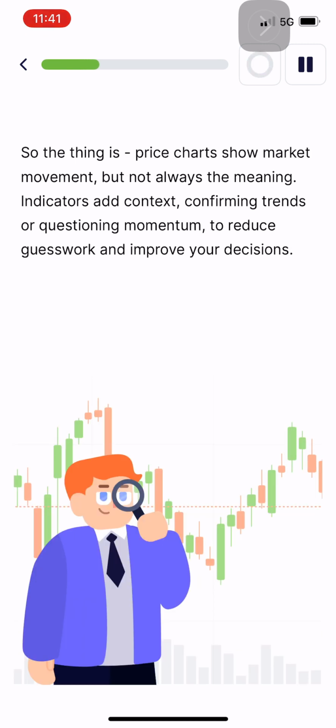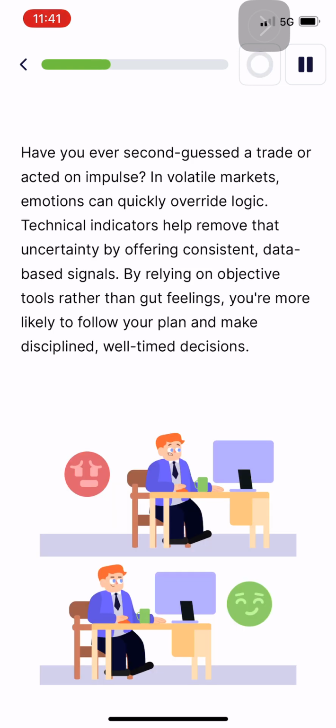So the thing is, price charts show market movement, but not always the meaning. Indicators add context, confirming trends or questioning momentum to reduce guesswork and improve your decisions. Have you ever second-guessed a trade or acted on impulse? In volatile markets, emotions can quickly override logic.